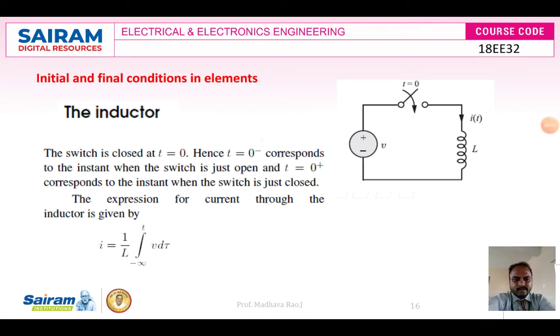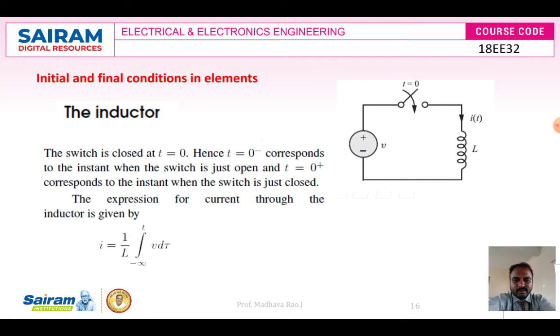So the inductor we are connecting to the DC voltage source through a switch. Switch at T is equal to 0. Here T is equal to 0 means the switch is in open condition or closed condition. Based on this, we have to consider T is equal to 0 minus and T is equal to 0 plus. So what is the initial condition? What is the final condition for the inductor?